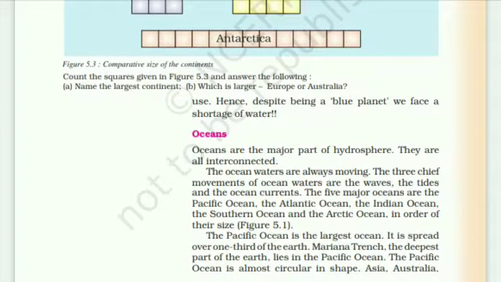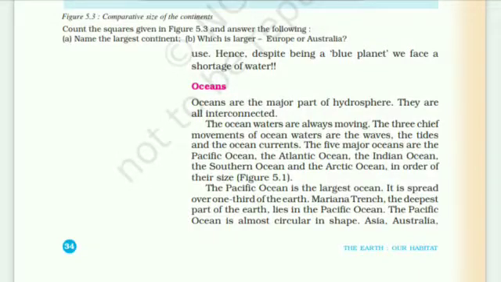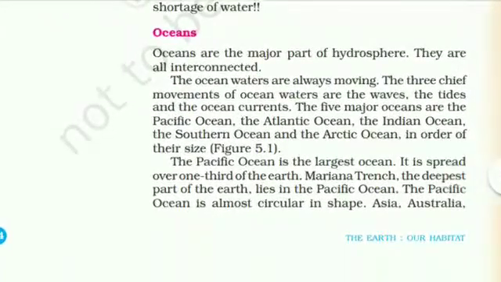Okay, children, our next topic is oceans. The oceans are the major part of the hydrosphere. They are all interconnected. The ocean waters are always moving. The three chief movements of ocean waters are the waves, the tides, and the ocean currents. The five major oceans are the Pacific Ocean, Atlantic Ocean, Indian Ocean, the Southern Ocean and the Arctic Ocean.